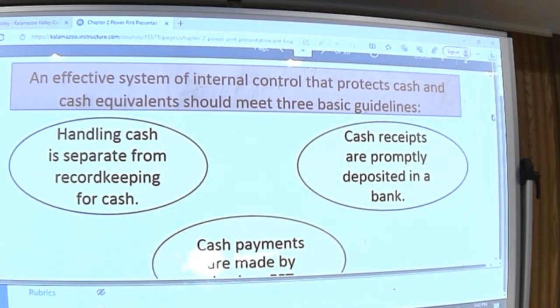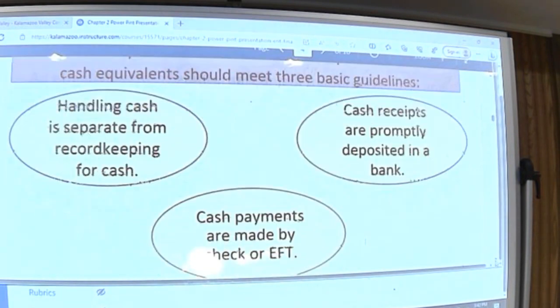Some procedural things here. We want to be sure that the individual who actually handles the cash is not the same person who is responsible for the record keeping for cash. Okay, and then on the right hand side, we want to get our cash in the bank as quickly as possible so that we have use of it, or so that we get some interest there. And then finally at the bottom, cash payments are made by check or an electronic funds transfer called an EFT.